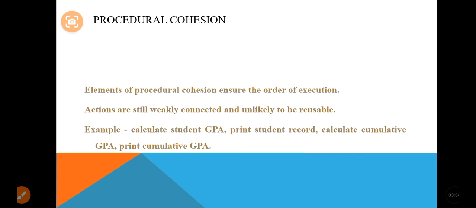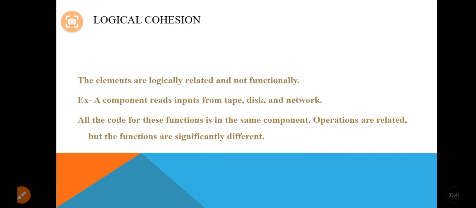Procedural cohesion. Elements of procedural cohesion ensure the order of execution. Actions are still weakly connected and unlikely to be reusable. Example, calculate student GPA, print student record, etc. Logical cohesion. The elements are logically related, not functionally. Example, a component reads input from tape, disk, and network.